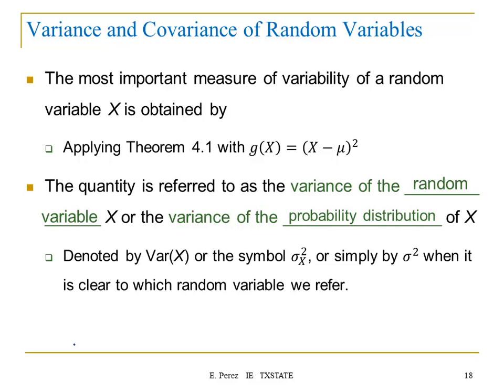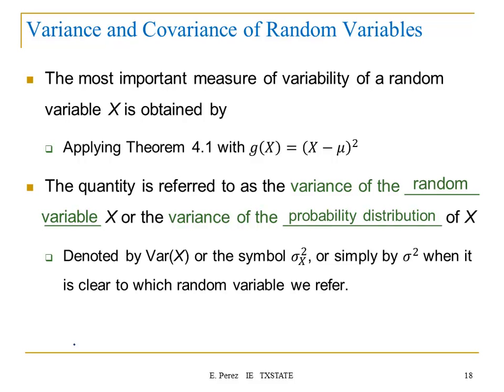Okay? So we are trying to characterize the probability distribution of this random variable. We know how to characterize the center of the probability distribution using the mean. We also need to characterize the variability, and we're going to use the variance for that. Okay, so we can denote the variance using this term.